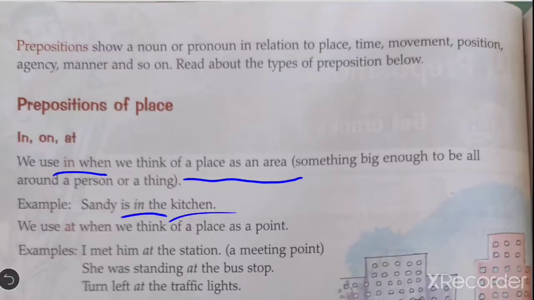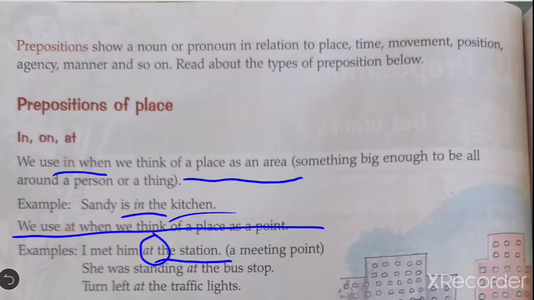We use at when we think of a place as a point. Now how to use at to talk about place? So here we use at when we think of a place as a point. For example, I met him at the station. Now look at it. The station is one place. Here, which point? Meeting point. And a discussion point, you met someone. So for that you have to use at.